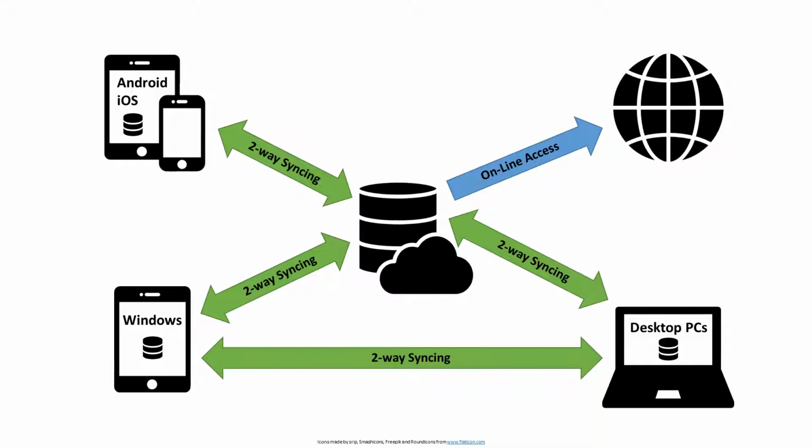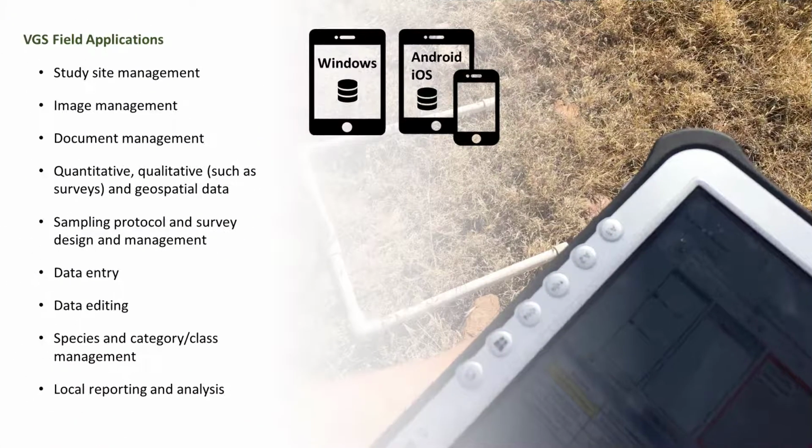Let's take a closer look at each of the VGS components, starting with the field applications. VGS Windows and VGS Mobile provide an efficient user interface for field data collection. A customizable framework of quantitative and qualitative protocols promote standardized data capture. Once created, the protocols can be used and shared among devices, ensuring everyone is collecting the same data.